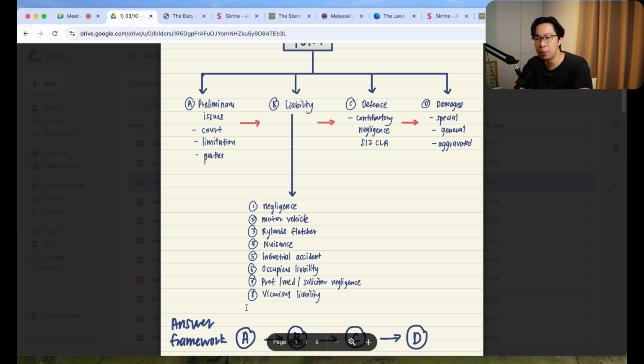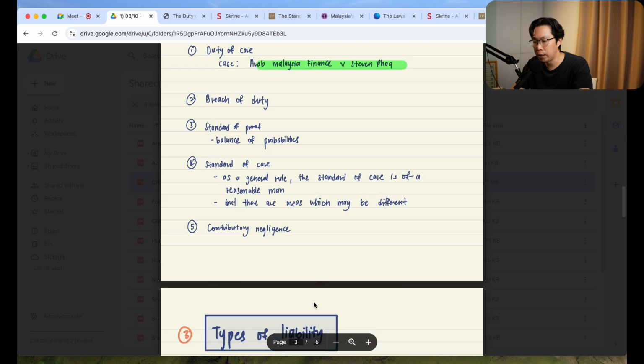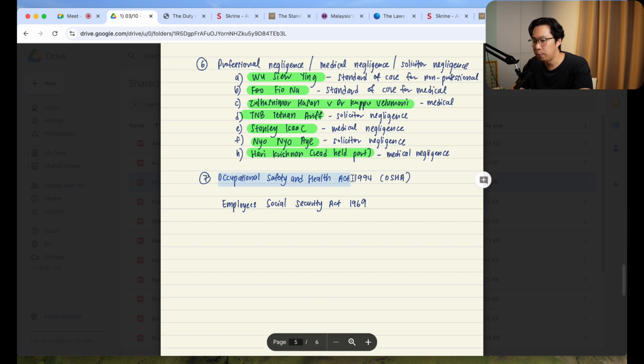So sometimes there are questions based on statute. So you put number 9 here, a statute, depending. Sometimes they provide you the statute. There are also certain statutes you need to know, which I'll give you here. You see here, Occupational Health and Safety Act and Employee Social Security Act. Okay. Occupational Safety and Health is OSHA.